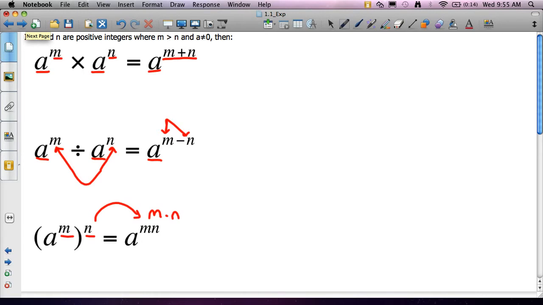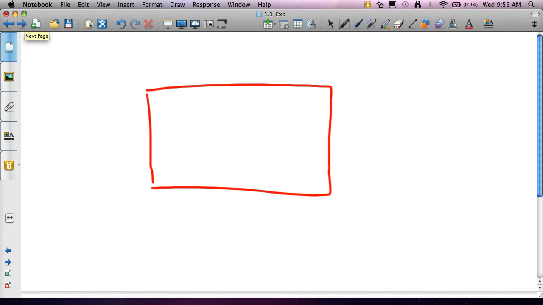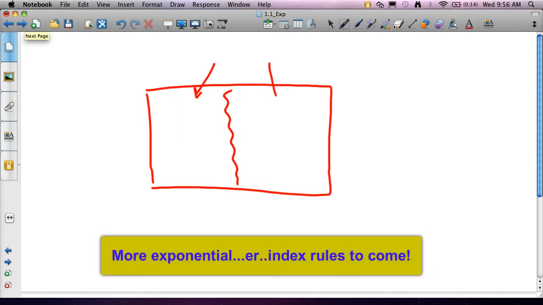So one thing that would definitely be helpful would be maybe to make a note card to write down the important values, or at least the important rules that you're talking about. And maybe some examples that help identify those rules. We'll be talking more about indices in the upcoming days.